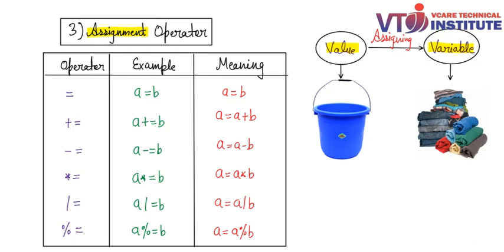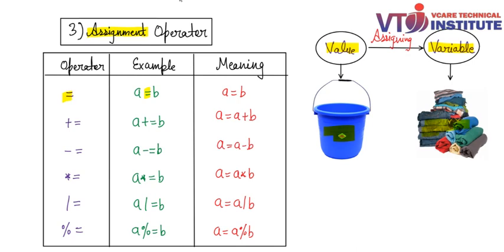So in the example, you can see that there is a bucket. In the bucket there can be water, clothes, or other items. But here we have a variable. We are putting the variable of clothes into this bucket. So you can see that that's how we are assigning a variable. Remember that we are using the equal sign here.